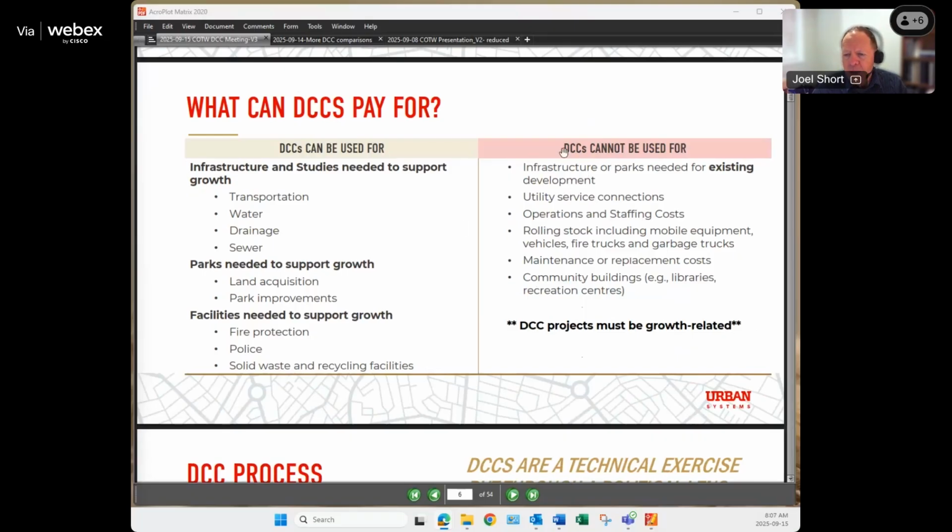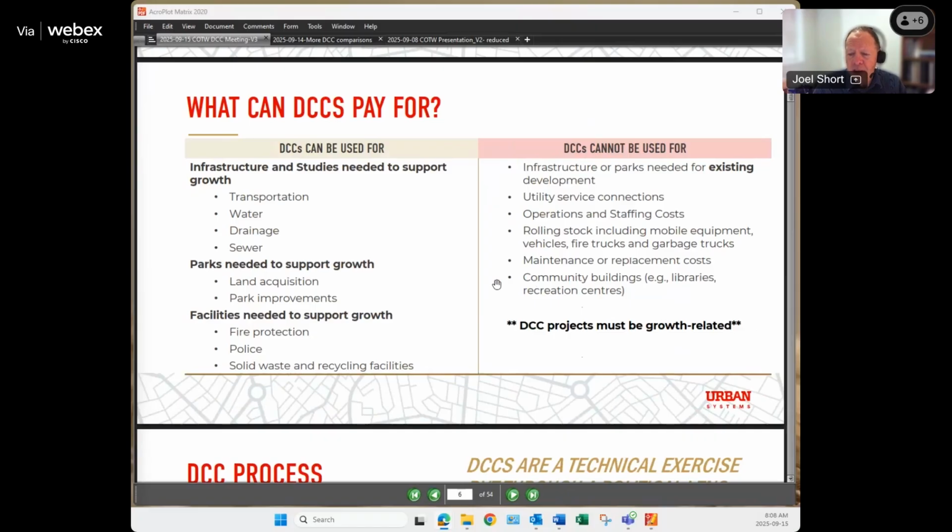In terms of what they can't be paid for, they can't be paid for infrastructure needed for existing development. You can't pay for utility service connections, operations and staffing costs, any type of rolling stock like vehicles or fire trucks or garbage trucks. You also can't pay for maintenance and replacement costs or community buildings like libraries and recreation centers. Although now there's a new tool called an amenity cost charge that can be used for those types of things, you can't use DCCs for those.